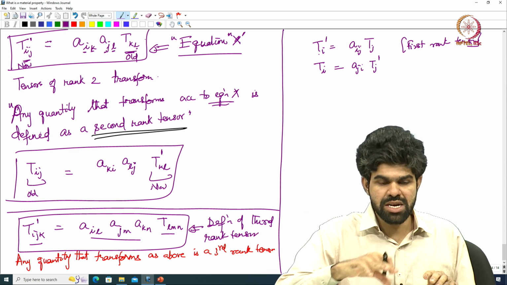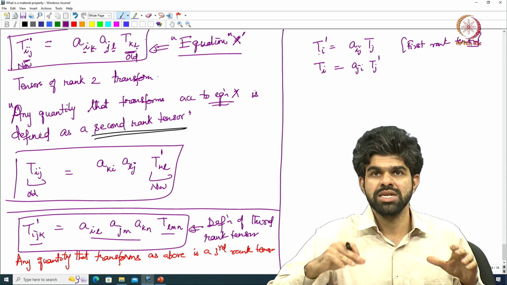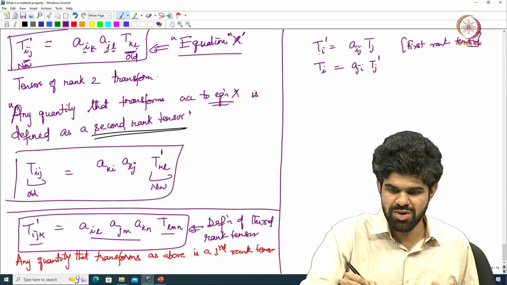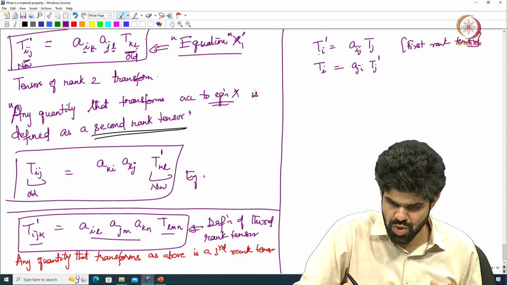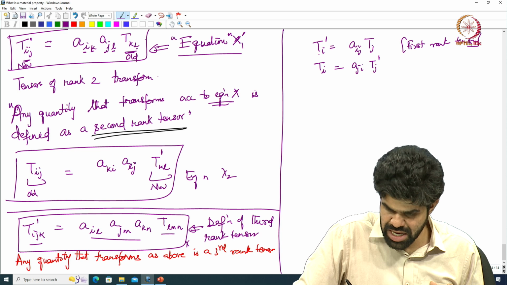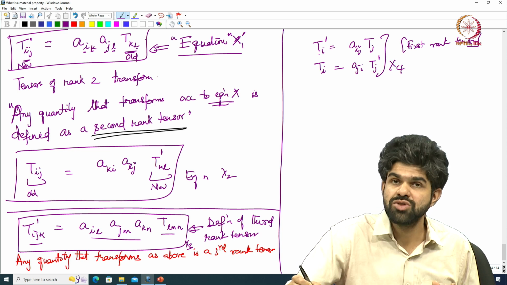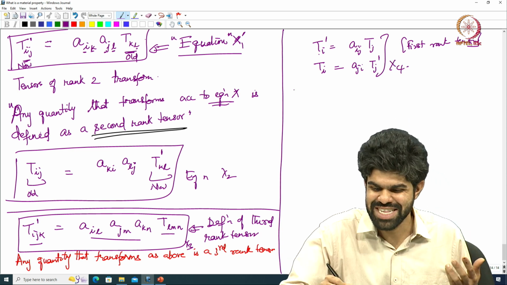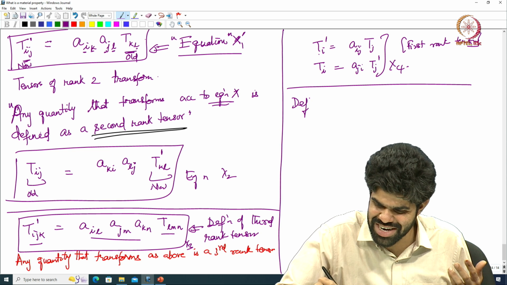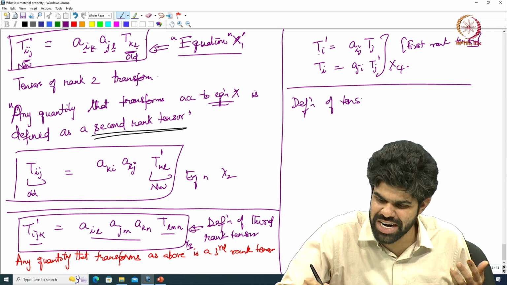Anything that transforms using these transformation laws, equation x1, equation x2, equation x3, equation x4, is in general called a tensor. So, that is the definition of tensors of different ranks.